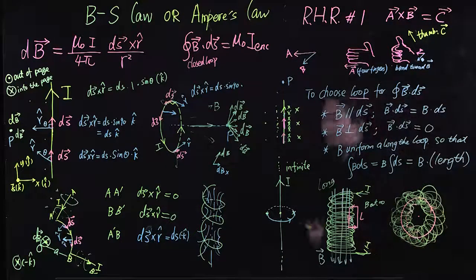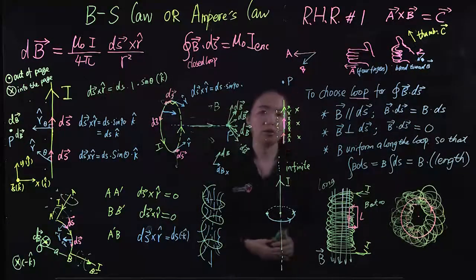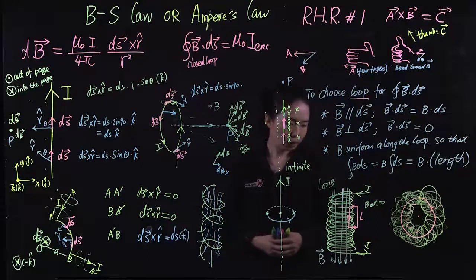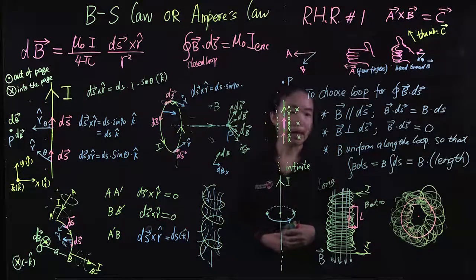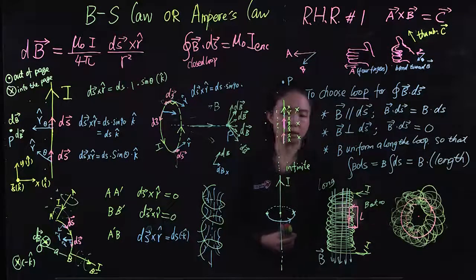So, to summarize, when shall we use Biot-Savart law and when shall we use Ampere's law? We really need good symmetry to use Ampere's law, in which we can find a loop which is either parallel or perpendicular to the B field, and the B field is uniform around the loop in those special cases.